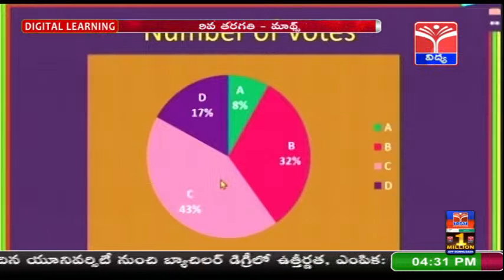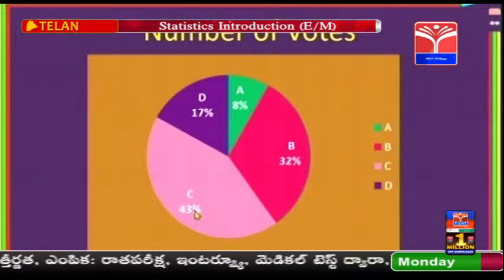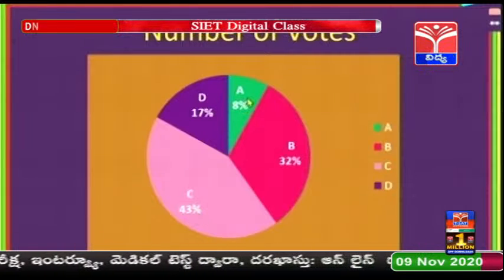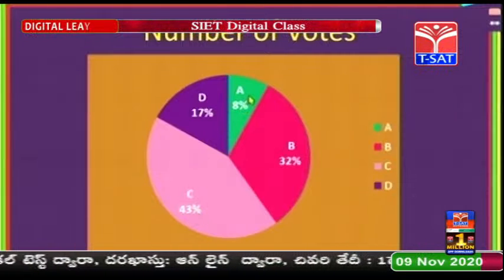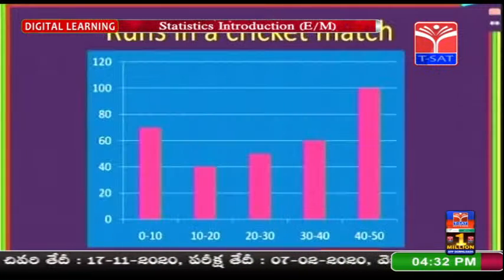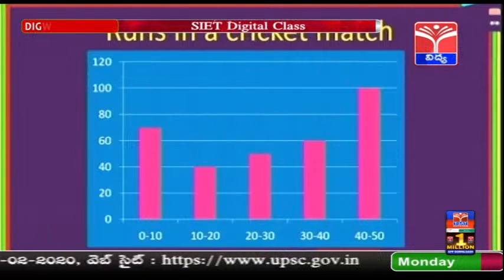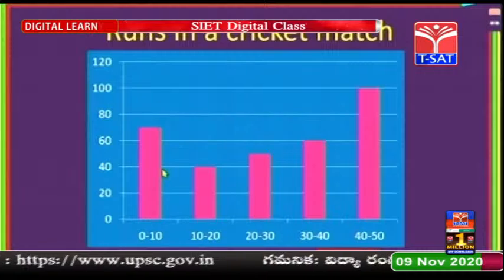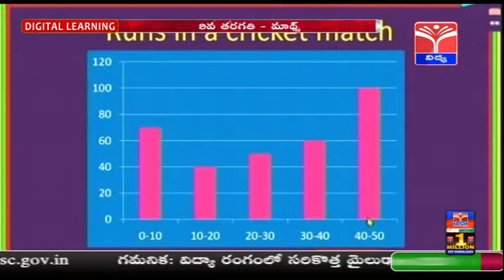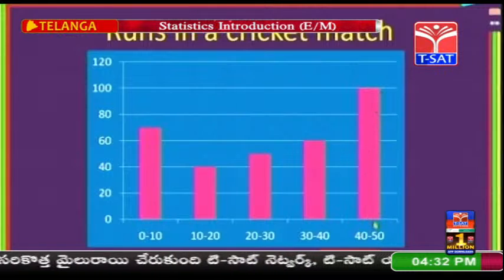By observing this pie chart, we can say that contestant C got more votes and contestant A got very less votes. Next, in a cricket match, a team scored runs in 50 overs, and here the data is shown in a bar graph. By observing this bar graph, we can say that the players of that team scored more runs in 40 to 50 overs.